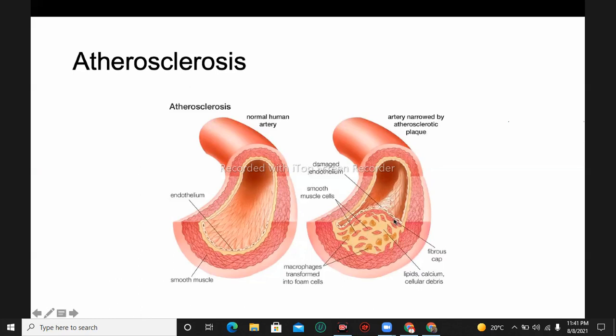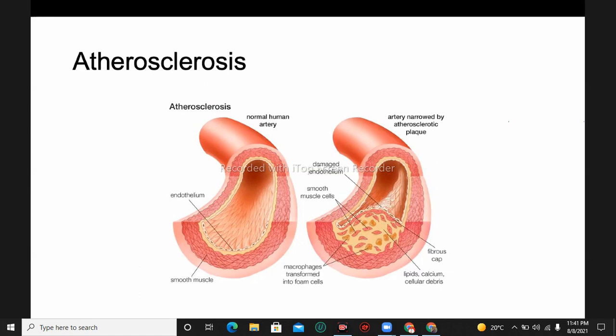And then a fibrous cap to protect it is formed at the top. So when this happens, of course, the lumen of the coronary becomes compromised, narrowed. So in the initial stages, the patient might present with angina, which could be stable.